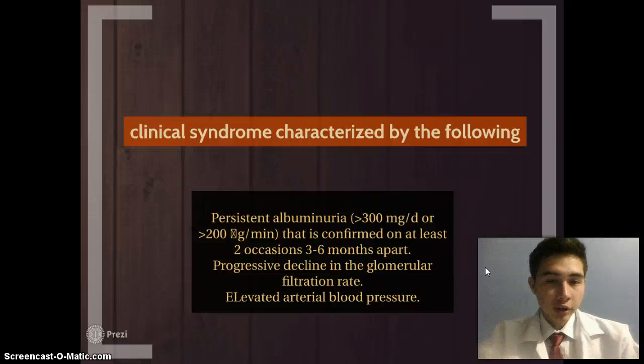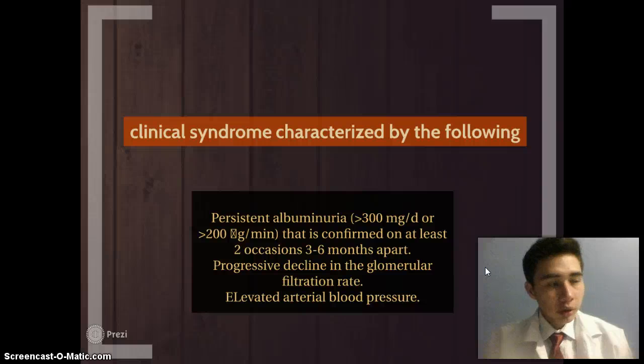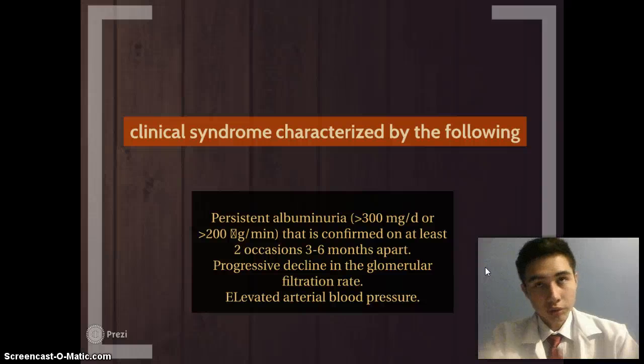The clinical syndrome is characterized by the following: persistent albuminuria, measured at 300 milligrams or more per day, or 200 micrograms per minute, that is confirmed on at least two occasions, 3 to 6 months apart; a progressive decline in the glomerular filtration rate; and elevated arterial blood pressure.